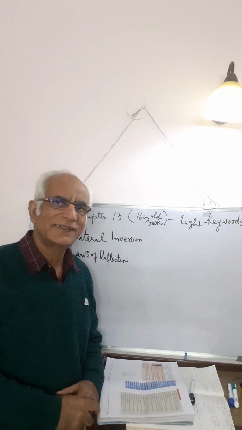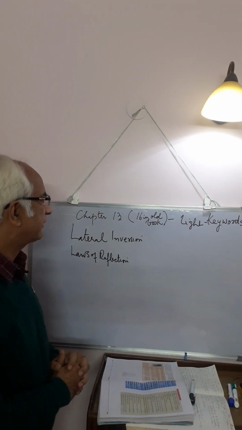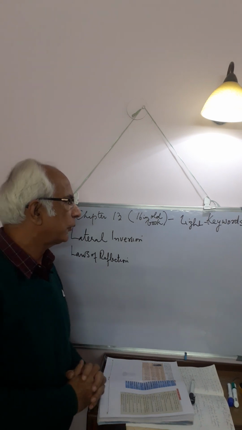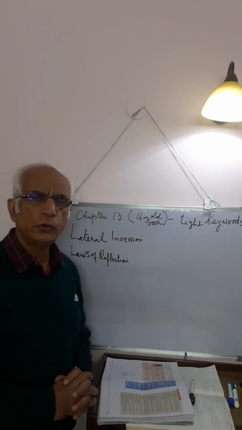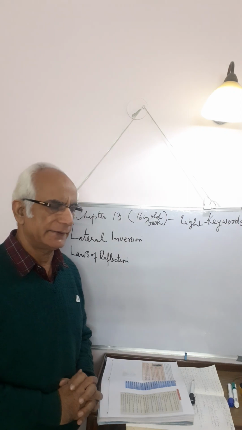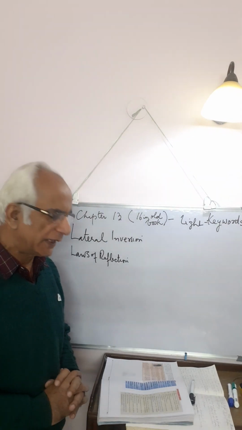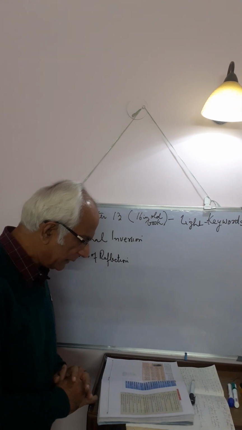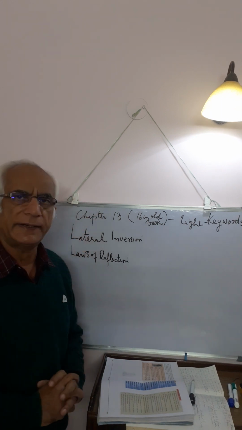Hello friends, today we'll try to complete the keywords of chapter 13. The topic is light. In the old book the chapter number is 16. In my last video I had covered about 9 words. So we'll take up the remaining words and try to understand them.